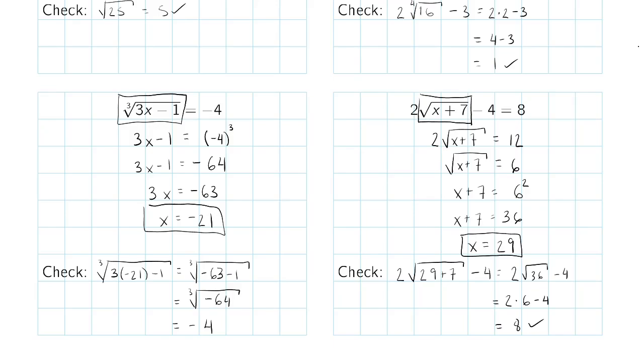So in order to solve an equation in which we have one radical appearing, one square root, we isolate the root, we rewrite in terms of a power function, and then we solve from there.